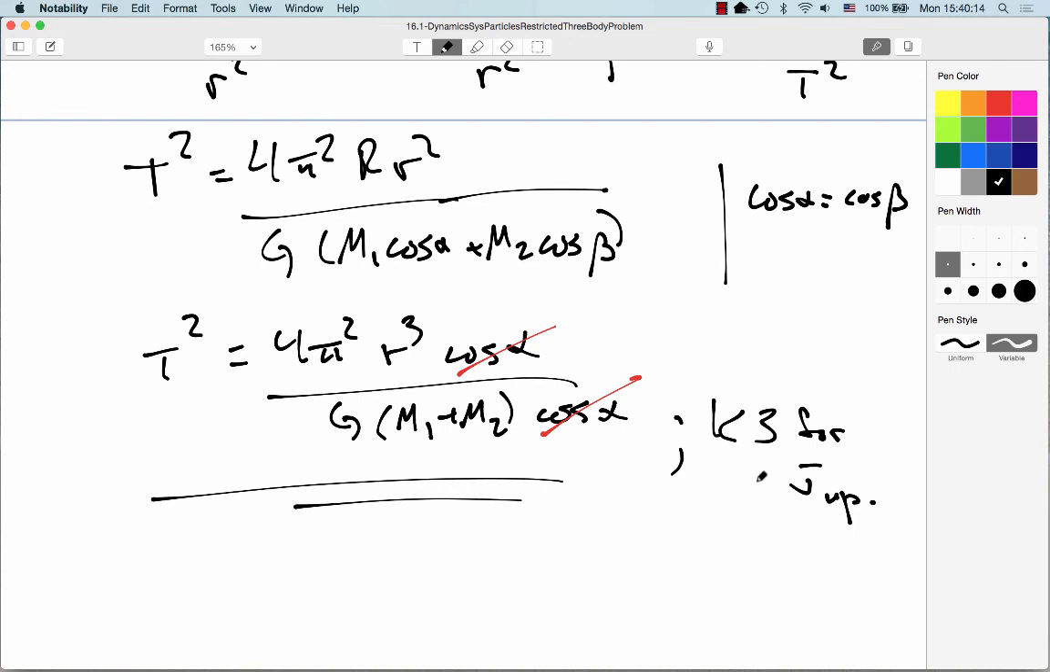Okay then, in the next video we're going to go ahead and play with some computer sims for a bit and look at the Kirkwood gaps. These are places where Jupiter's gravitational influence ejects asteroids.